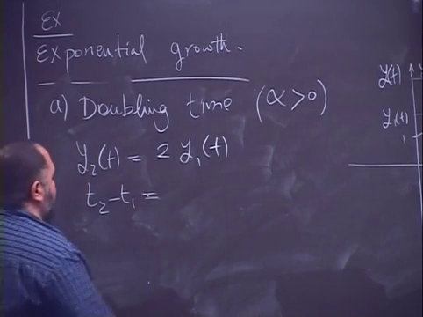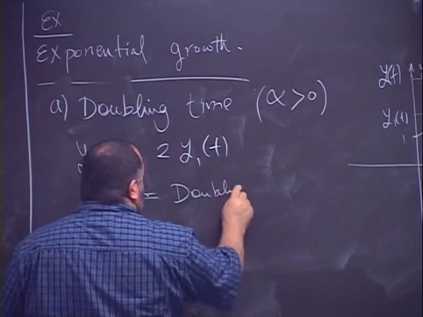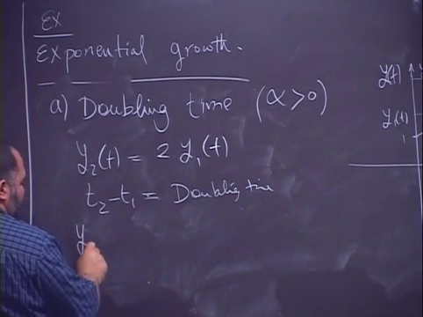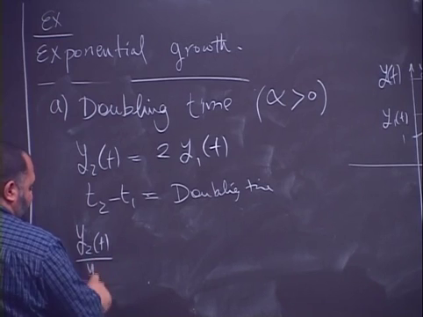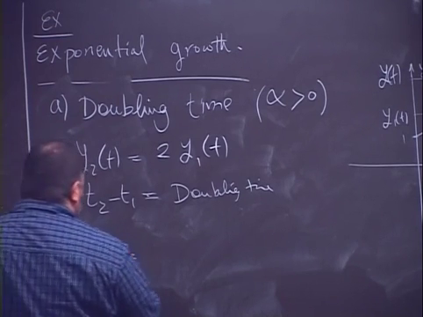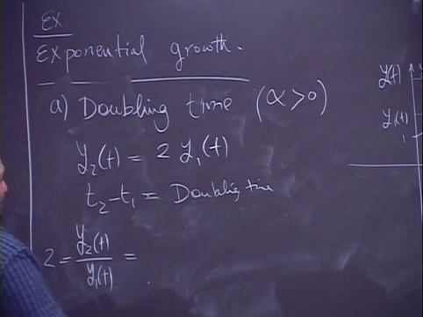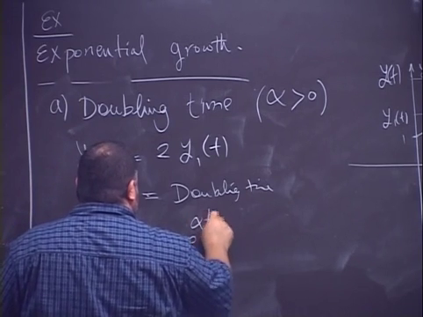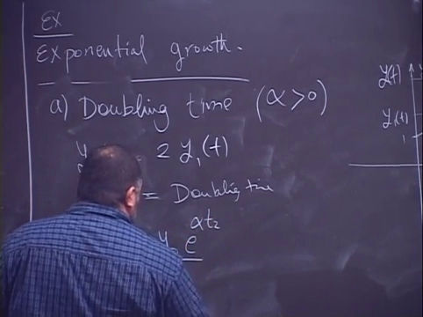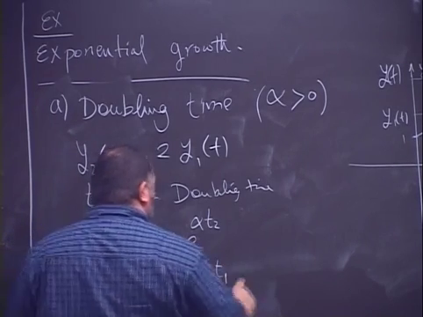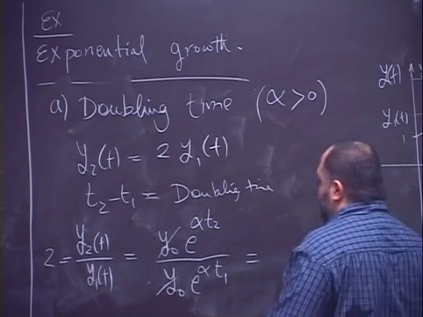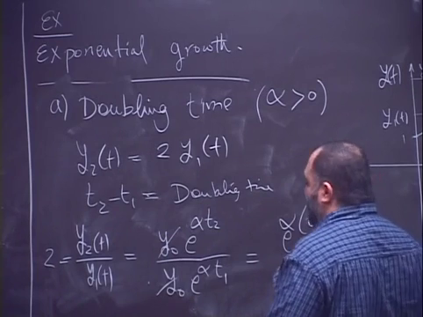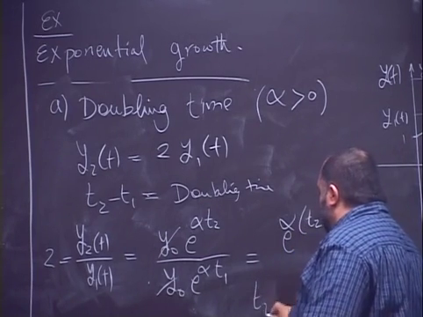So the time t2 minus t1 is the doubling time. And how do you get it? You get it from the equation here. So y2 of t divided by y1 of t is equal to 2. And this is equal to y0 e to the power of alpha multiplied by t2, divided by y0 e to the power of alpha t1. And y0 cancels with y0. And this will give you e to the power of alpha multiplied by t2 minus t1. And this will be t2 minus t1.